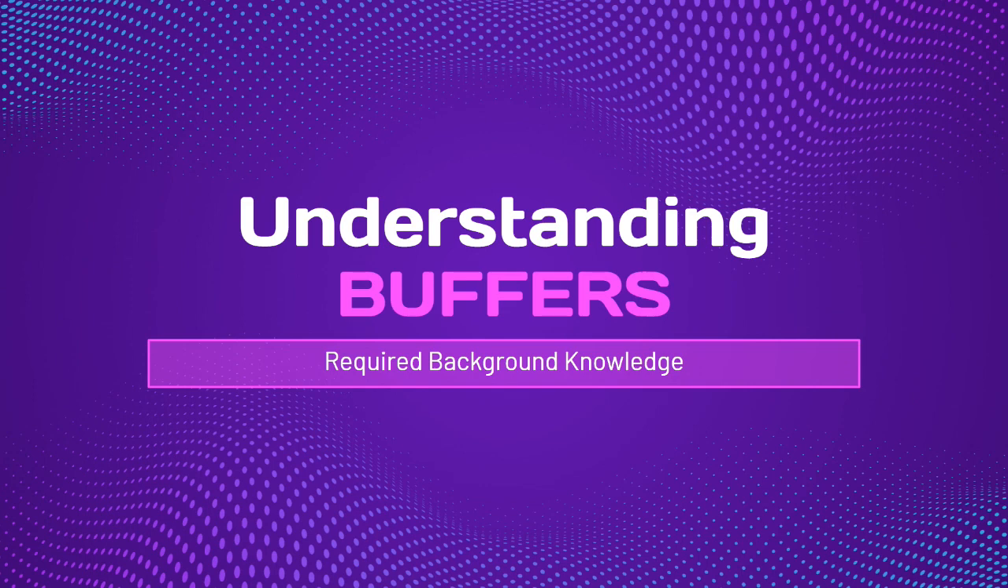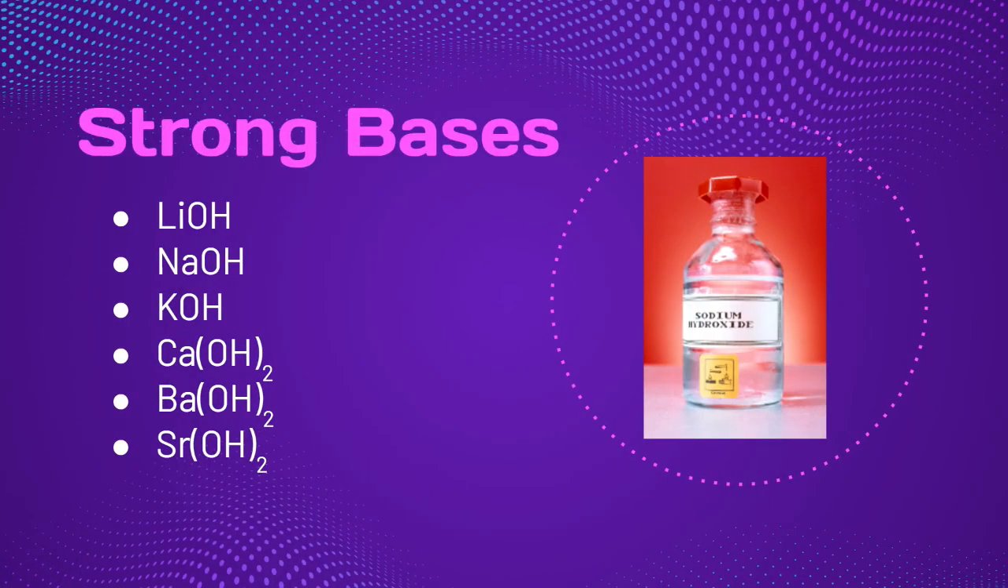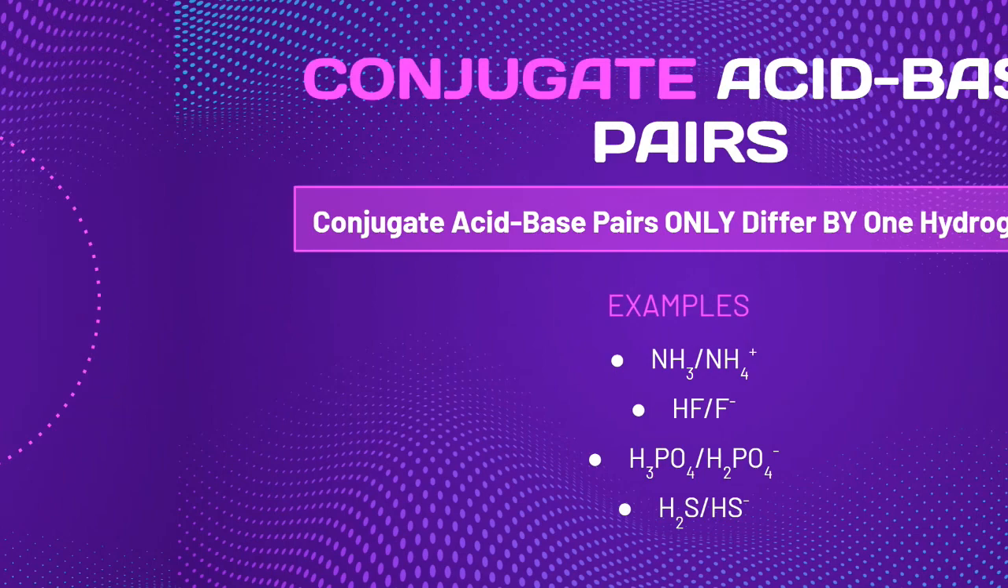So before I talk to you about how buffers function, I want to make sure you have some required background knowledge. Do you know your strong acids? Recognizing these 6 chemical compounds by both their name and their formula is really important. Likewise, I suggest familiarizing yourself with the strong bases. Now, why do we want to know these strong acids and bases? Well, they cannot be part of an effective buffer system. So sometimes they come up in a question and we want to recognize them immediately.